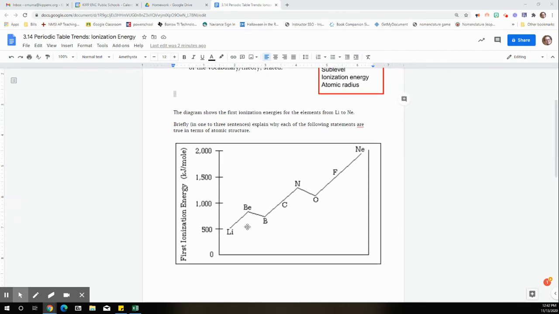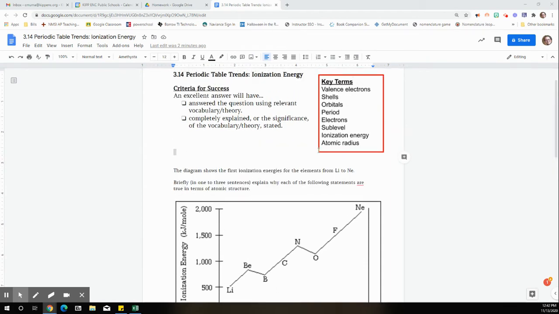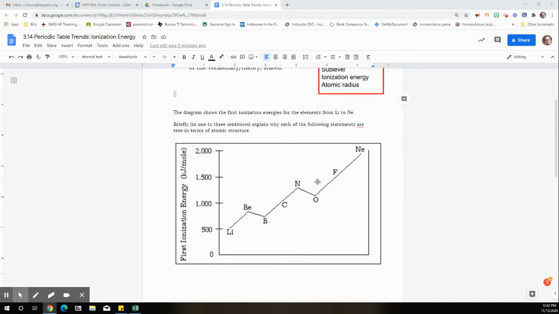So what you're going to do for your homework tonight is briefly, so 1 to 3 sentences, not fragments, an actual sentence, explain why each of the following statements are true in terms of atomic structure. So if you're thinking atomic structure, you're thinking of these terms here. Protons could also be in there. Electrons is in there. So you can have those atomic structure terms, okay?